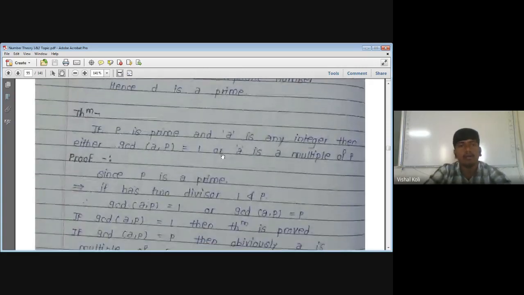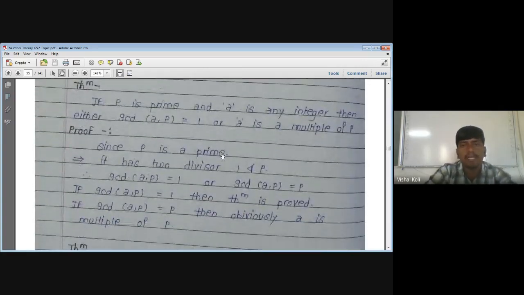Okay, now next one is, if P is prime and A is any integer, then either GCD of A and P is equal to 1 or A is a multiple of P. Okay, given that P is a prime number and A is any arbitrary integer. As P is a prime number, then from the definition of prime number, P has at most two positive divisors, that is 1 and P.